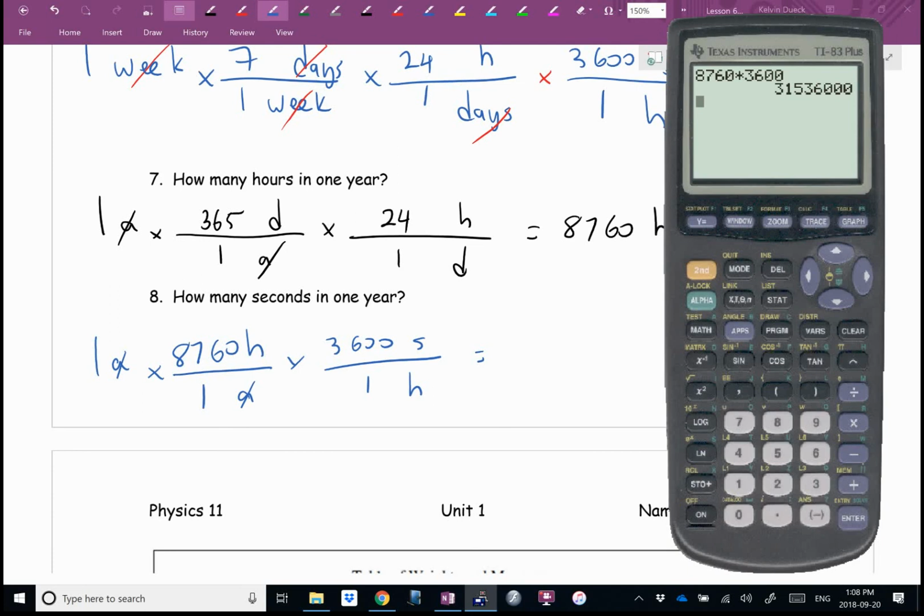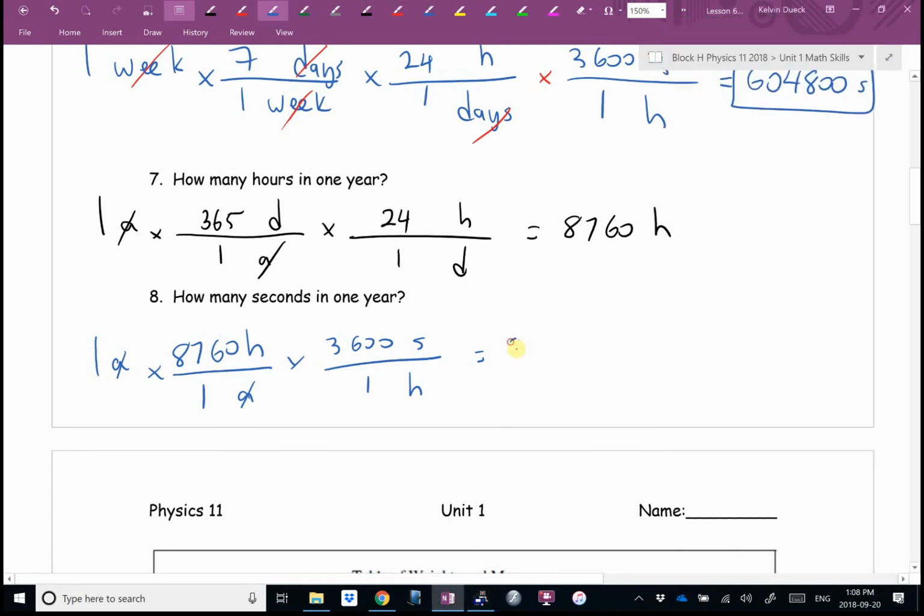I'm going to write 31536 and then zeros. And units would be seconds. I was ignoring Ben. Ben has a question now. Yes? What if I have 365 days, then 24 hours, then 60 minutes, then 60 seconds? Same answer, right? Yeah. That we were clever. We noticed that we'd done some of the work in question 7. That's a win.